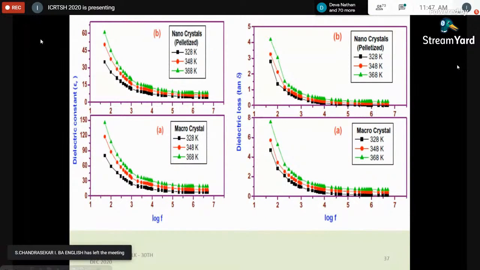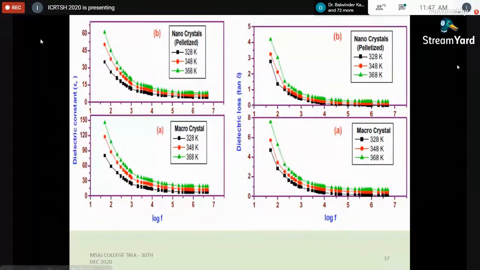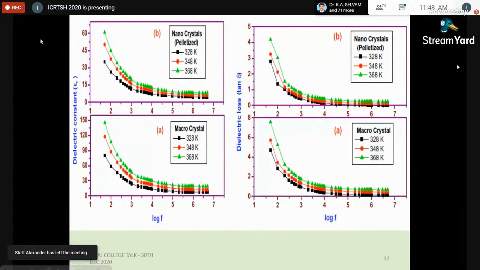Yeah, now we are entering into the dielectric property. Macrocrystal and nanocrystals are represented with frequency as well as dielectric constant. When the frequency value is increased, the dielectric constant is said to decrease. And for dielectric loss, when we increase the log frequency, the dielectric loss is reduced or minimized. These are the representations of the nanocrystal as the top one and the macrocrystal as the bottom one, for the dielectric constant and dielectric loss.